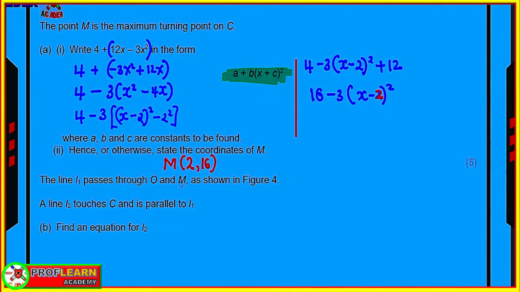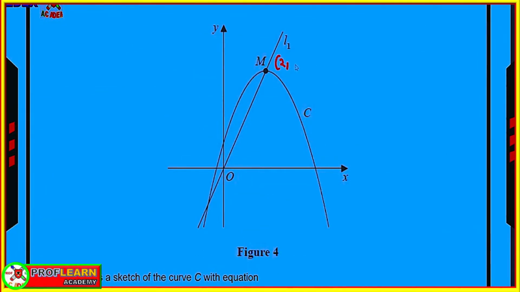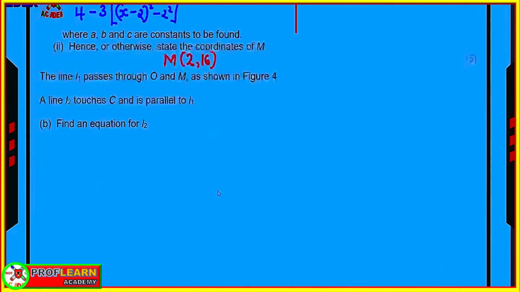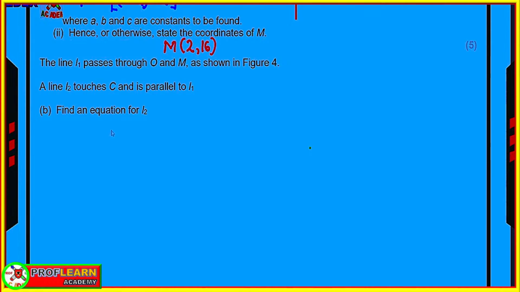Now, the line L1 passes through the origin and M, so meaning we have the two coordinates where line L1 passes. So which will mean that it passes through this point 2, 16, and also it passes through this point 0, 0. So we can find the gradient of L1. Remember, gradient is change in y over change in x. So meaning we are going to subtract like that, and the gradient becomes 8.